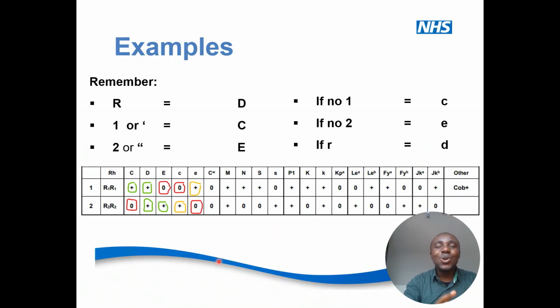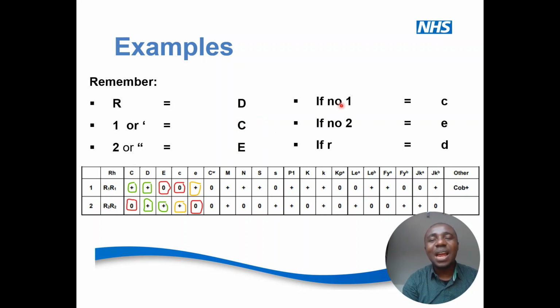Now, I just had to use this example again for you guys, so we can put it into practice. Interestingly, what I'm showing you today also goes in line with the antibody panel, but let's not worry about that. So now, let's remember this whole thing that I've said, that big R is D antigen, 1 or this sign means big C, 2 or this sign means big E.